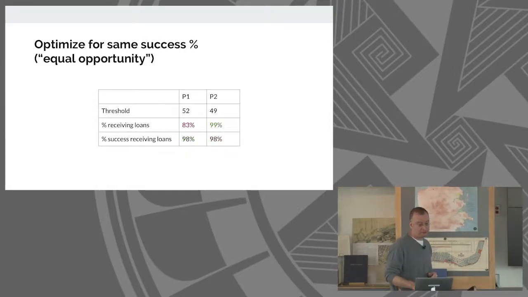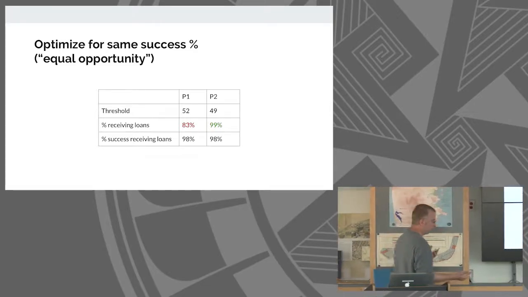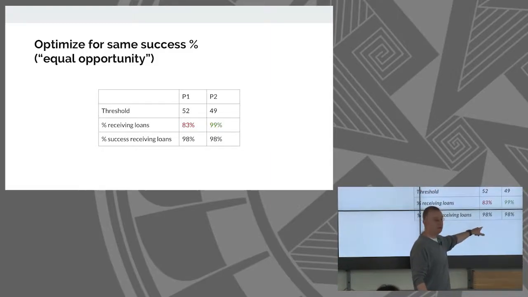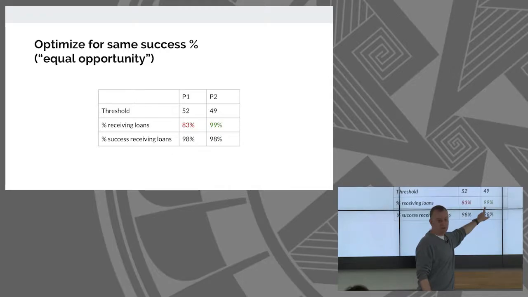You can try one more thing, which is to optimize for the same success percentage, which is called equal opportunity. Now what's happened is that we've pushed the problem in the other direction. Now we have 98% of the successful people receiving loans, which is good, that's equal. But now we see a larger percentage of people in P2 getting loans, which might be okay.